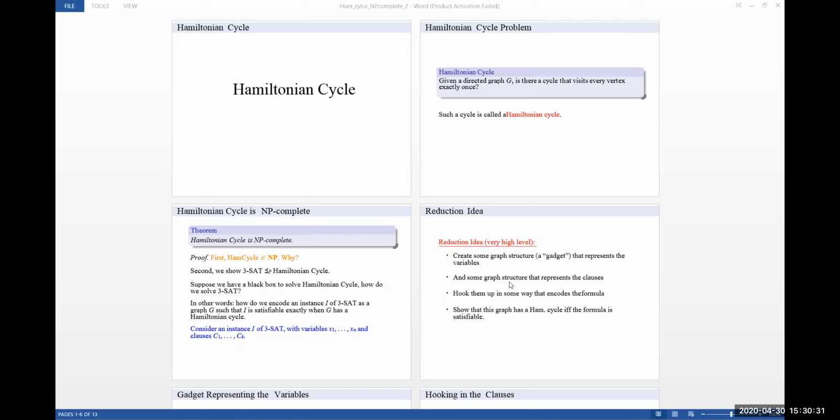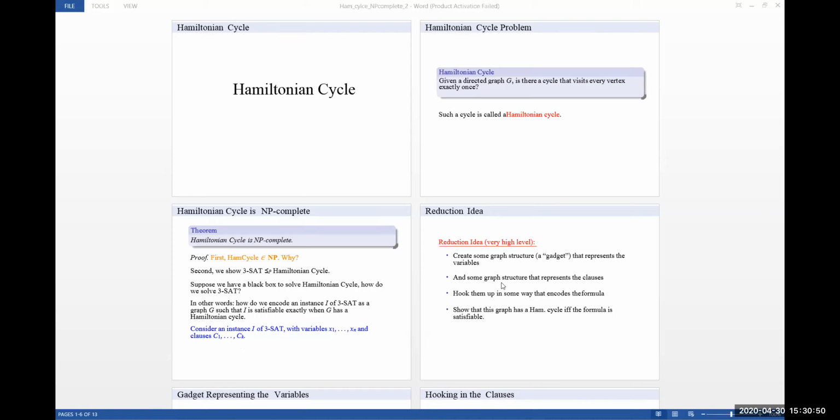Now, how can the reduction be done? Create some graph structure that represents the variables. Here we have to create graph structures in the form of the variables. 3-SAT contains variables. Now you have to represent your directed graph G in the form of variables.